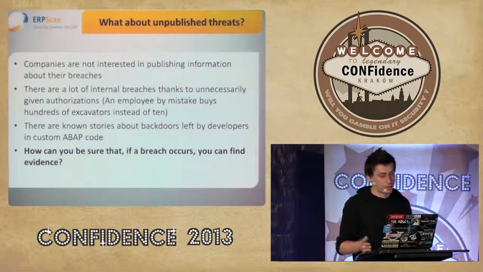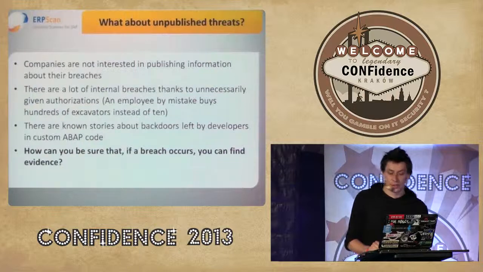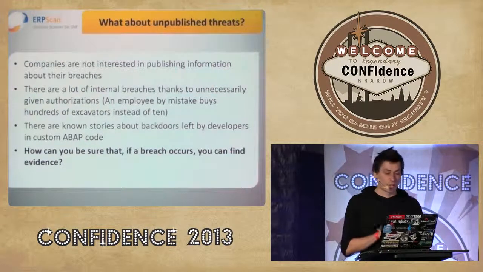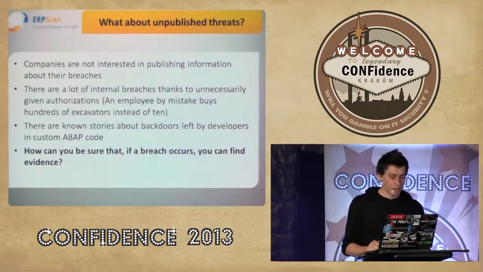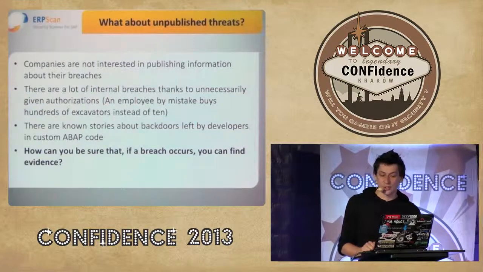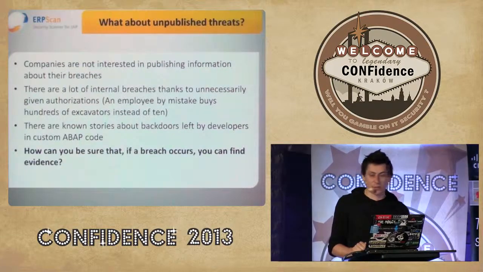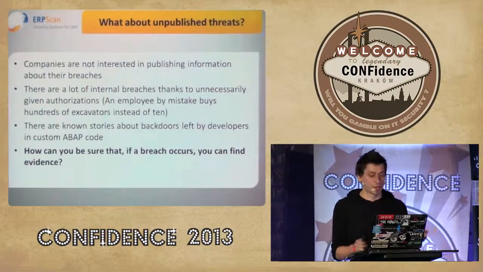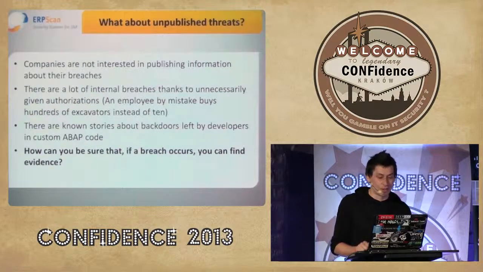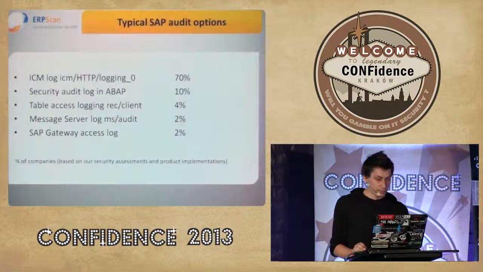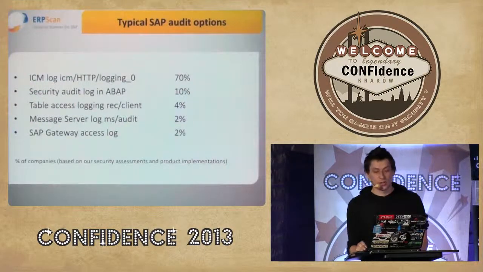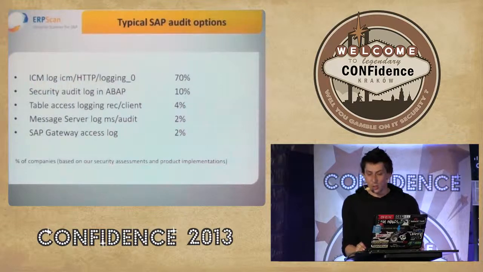Also, as you know, companies are not interested in publishing information about their breaches and about attacks on their SAP systems. But by the way, there are a lot of internal breaches thanks to unnecessarily given authorization. For example, an employee by mistake buys hundreds of excavators instead of 10. It really happened. Or there are stories about backdoors in custom ABAP code. There is a logical question: how can you find this evidence? Of course, SAP logs and the SAP security audit journal will help you.